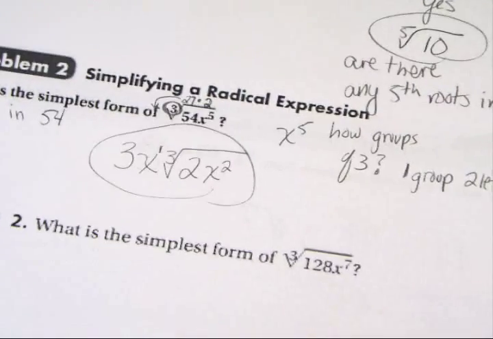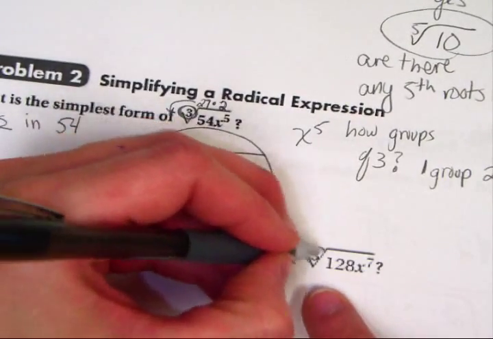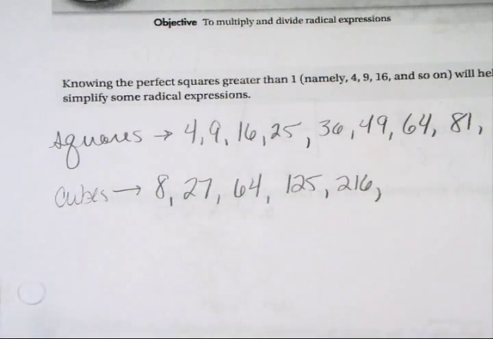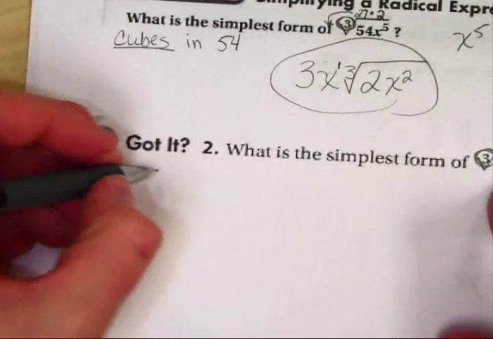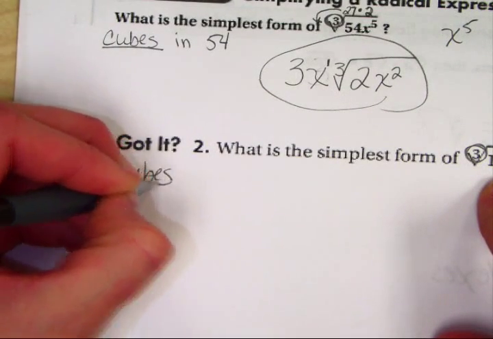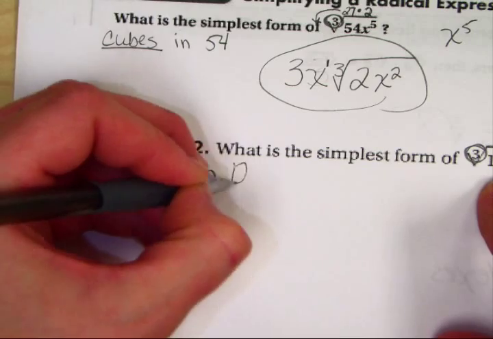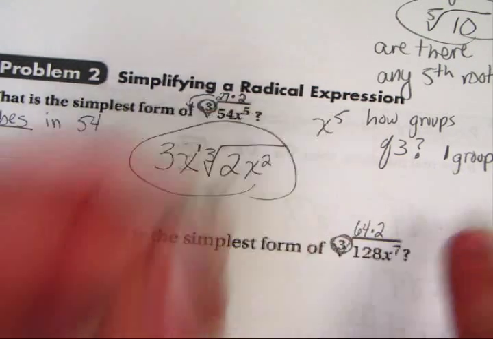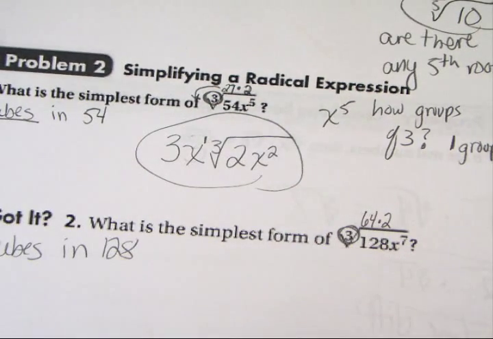Let's try it again. This time again we are going to look at cube roots. Go to your list. Do any of these cubes go into 128? So we are looking for cubes in 128. Hopefully you're going to understand that 64 times 2 works because 64 is a cube.